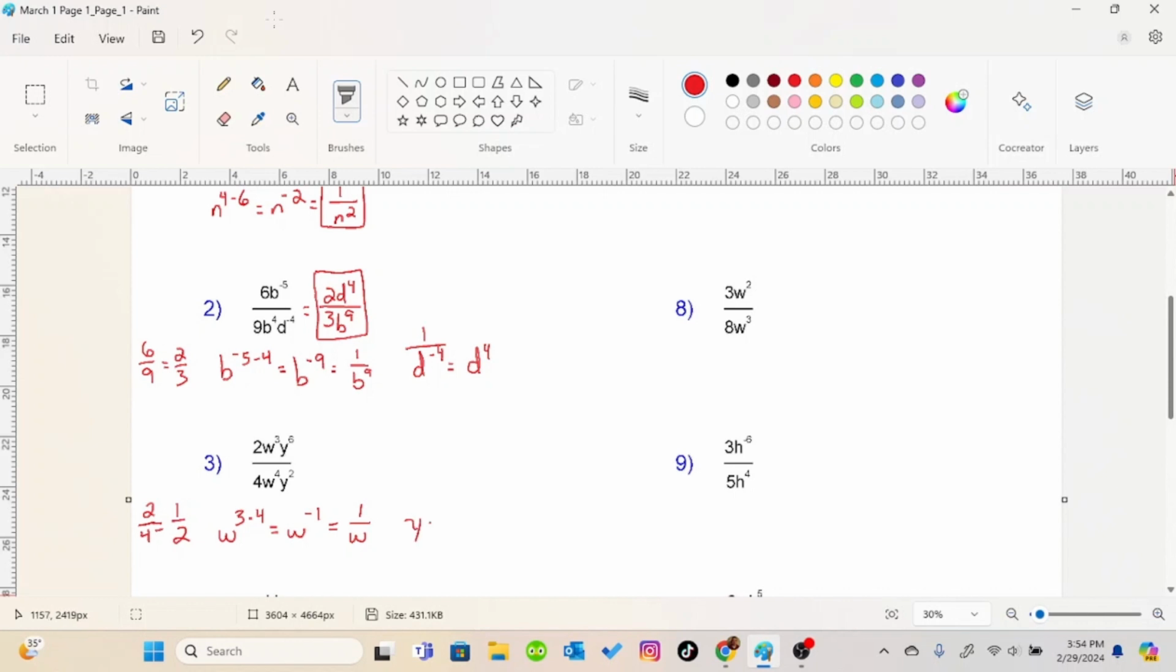And for y, we have 6 on the top minus 2 on the bottom. 6 minus 2 is 4. And now we put everything together. So on the top, we have 1, 1, and y to the fourth. So this is just going to be y to the fourth on top. And on the bottom, we have 2, w, and that's it. So our answer is y to the fourth over 2 times w.